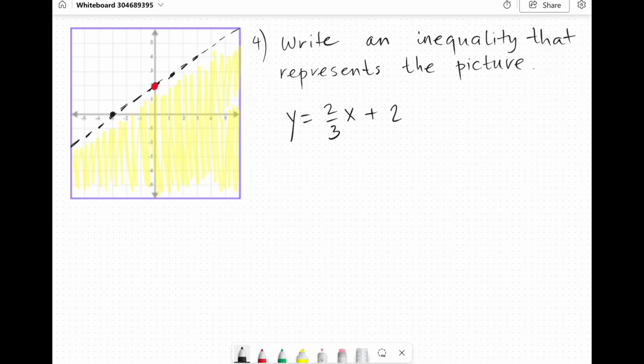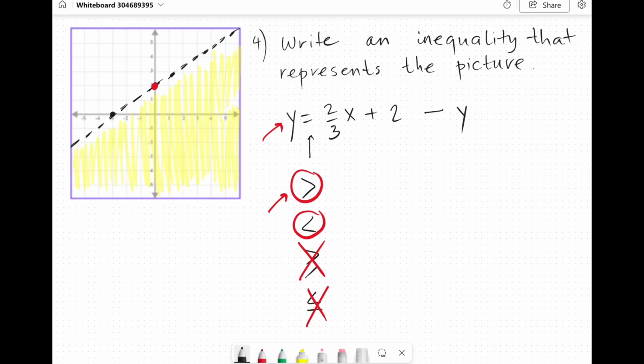So remember, you have 4 symbols that you can use in place of this equal to sign. It can be greater than, it can be less than, it can be greater than or equal to, or less than or equal to. Now the last 2 I know won't work because my line is dashed, and those will need to be used for a solid line. So it's either greater than or it's less than. What I'm going to do is first write the same problem but with this greater than symbol. So y is greater than 2/3 x plus 2.